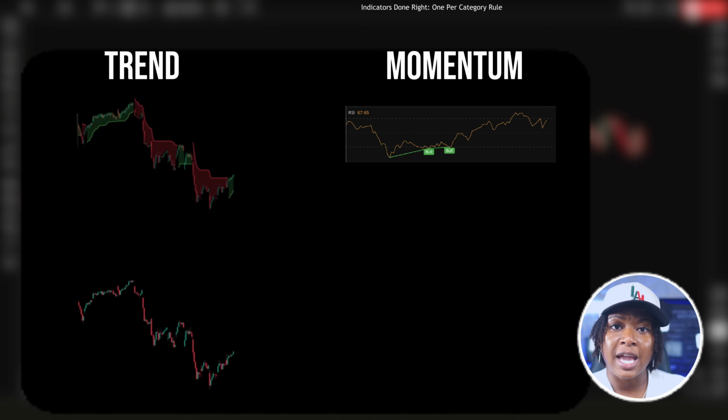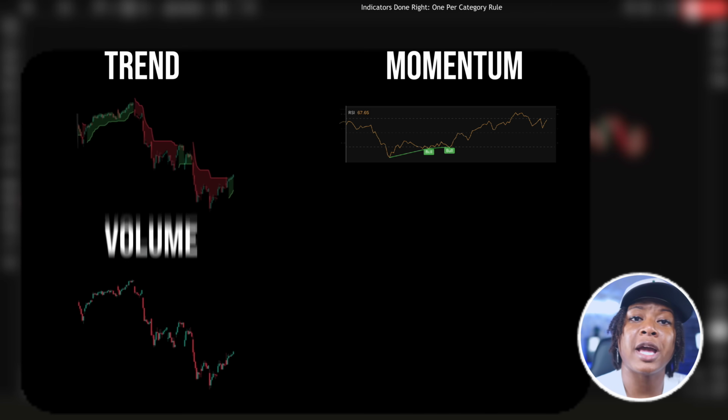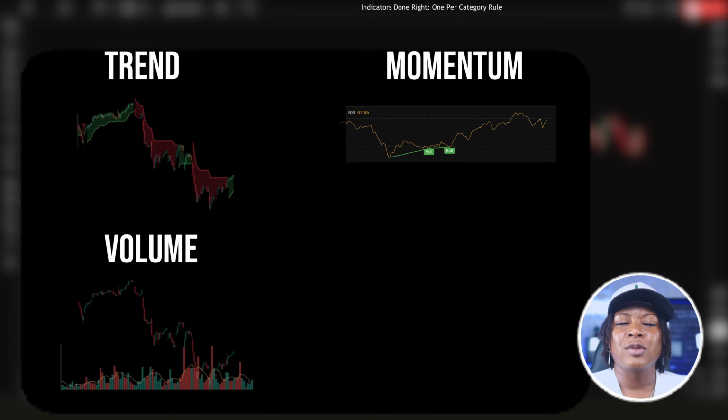For the momentum indicators, this is going to show you whether or not things are too hot or too cold. So think about it like the market's thermostat. For these overbought and oversold conditions, I would use the RSI indicator. It's great, very straightforward. Overbought 70, oversold 30. Simple.